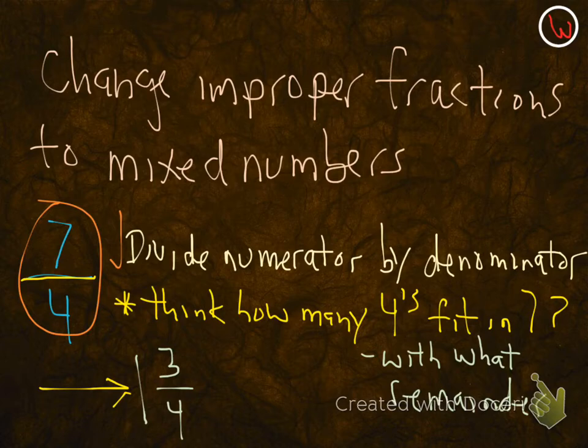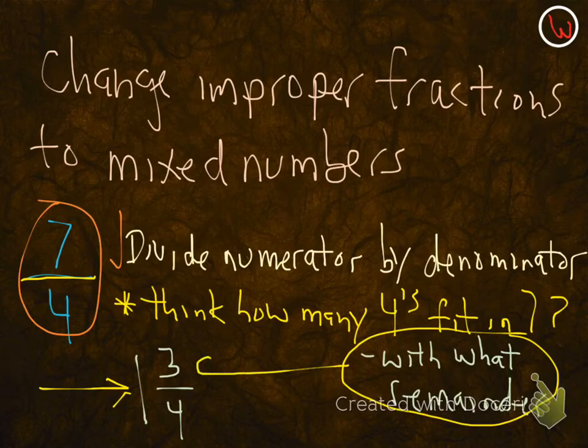And on our remainder, this little note I wrote here, our remainder is going to go up top in the numerator part of the fraction. I said that a little confusing. So you have 1 whole 4 that goes into 7, and there are 3 left over. In other words, if you do 7 minus 4, you get 3.